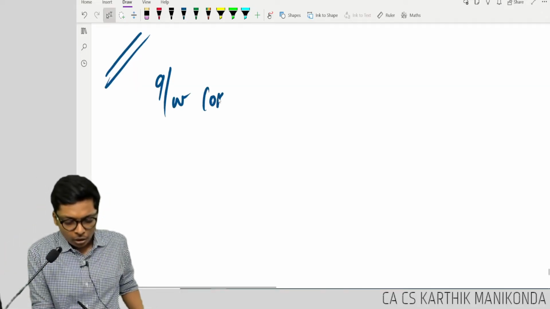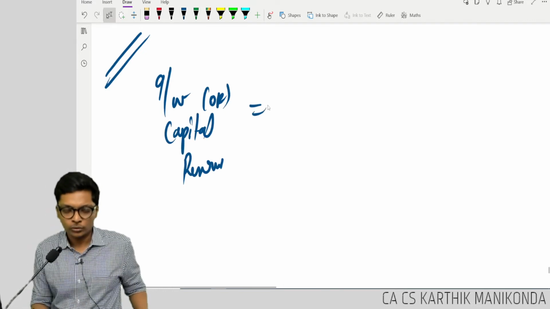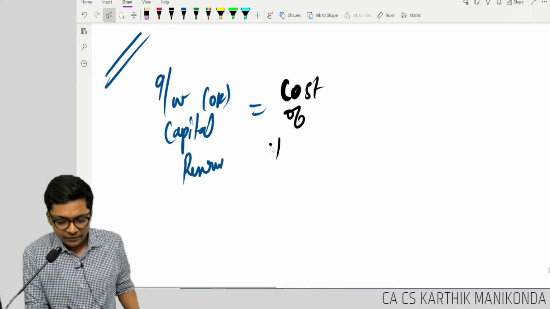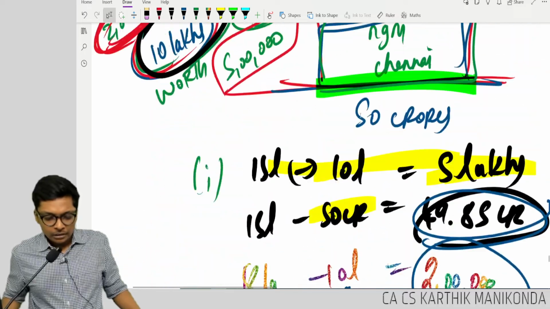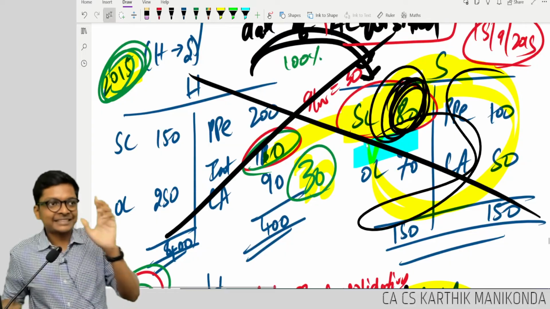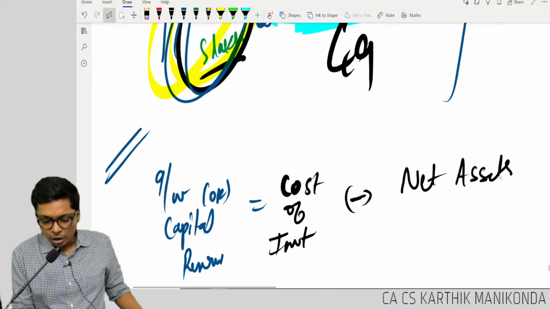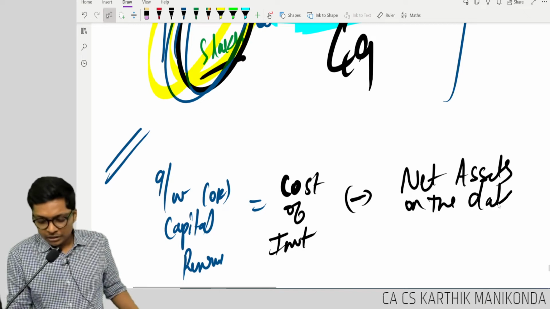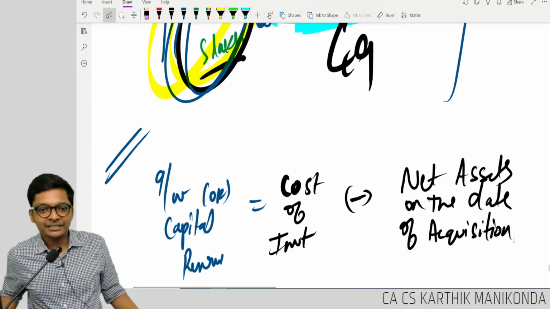Computation of goodwill or capital reserve is equal to, you tell me if it's correct or wrong, cost of investment. Our example 110 minus what did it, guys? 80. What is 80? Assets minus liabilities, net assets on which day? On the date of acquisition or date of consolidation? On the date of acquisition. Are you following, guys?